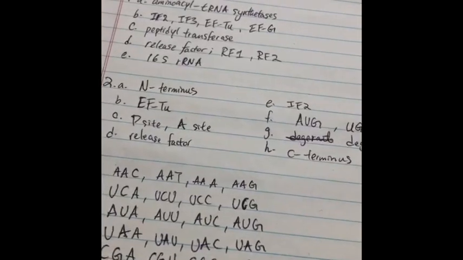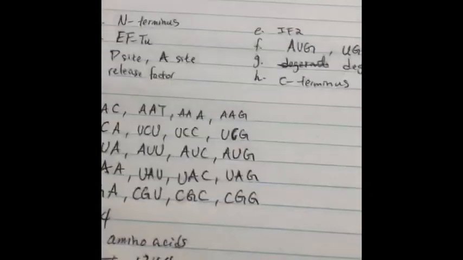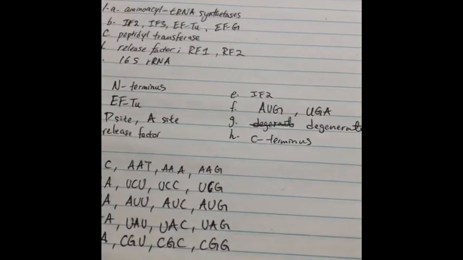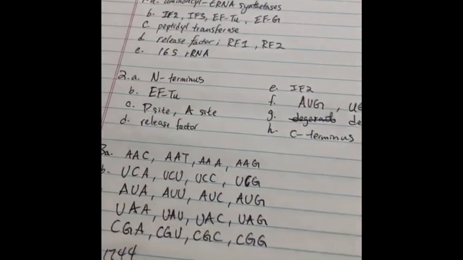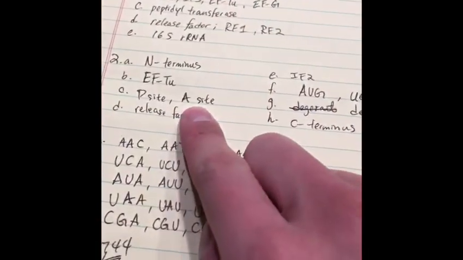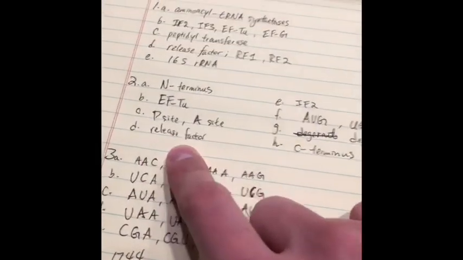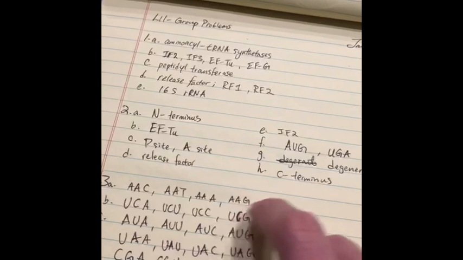And in question number 2, it asks us to fill in the blanks. A, the first amino acid in a prokaryotic protein is at the N-terminus. B, an E. coli protein called EF-Tu delivers charged tRNAs to the A site of the ribosome during translation elongation. C, the initiator tRNA binds to the P site of the ribosome, whereas the remaining charged tRNAs bind to the A site of the ribosome. And D, release factor is the translation factor that helps the ribosome move 1 codon in the 3' direction along the mRNA.